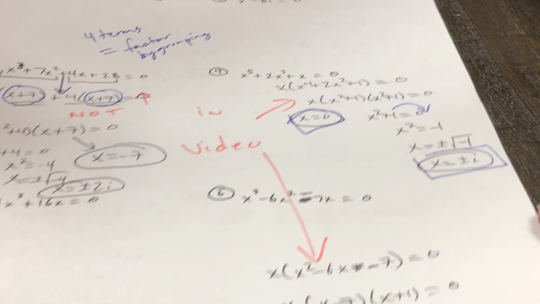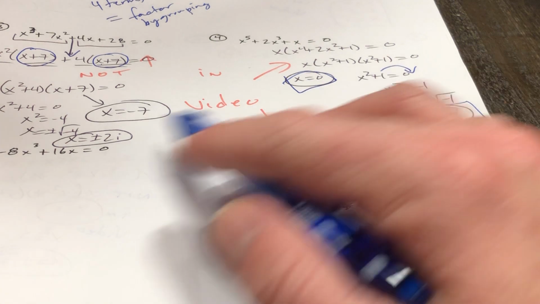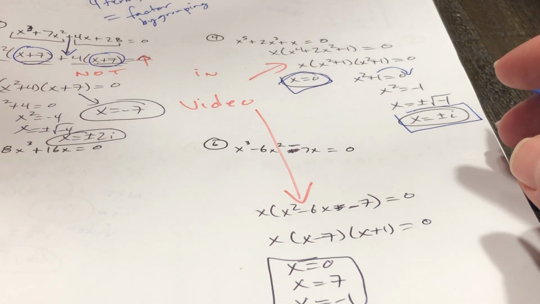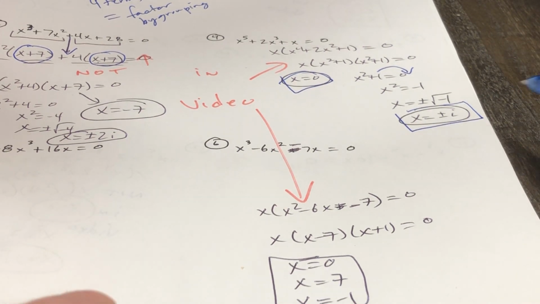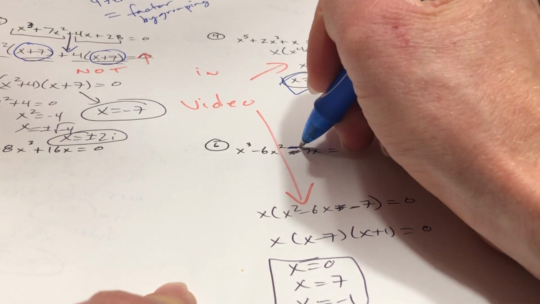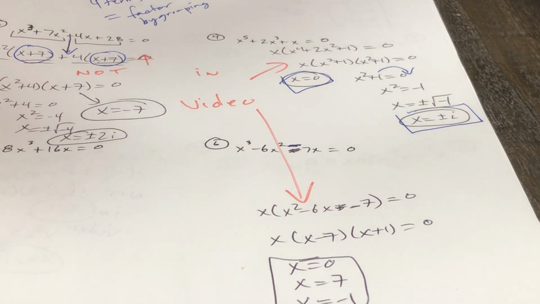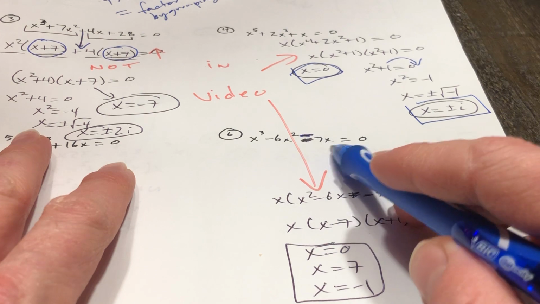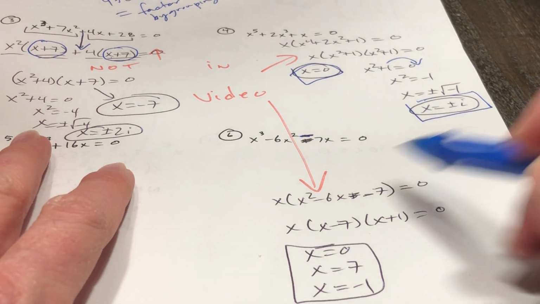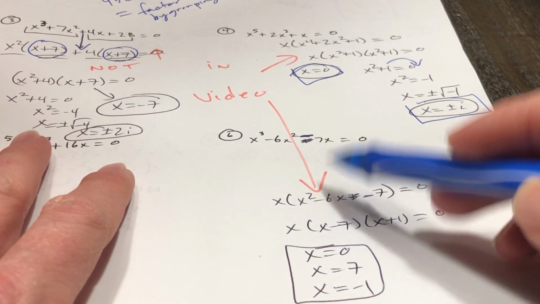Okay? Now 4 matches 5, which you watched in the video. 6 is just like number 1. We need to change this to a minus 7x, or else you have to use the quadratic formula. All 3 terms have an x. Factor out the x they have in common, leaving me with x squared minus 6x minus 7.